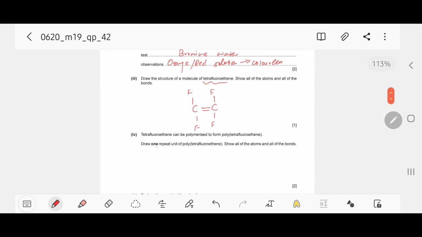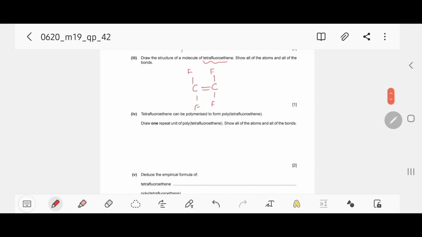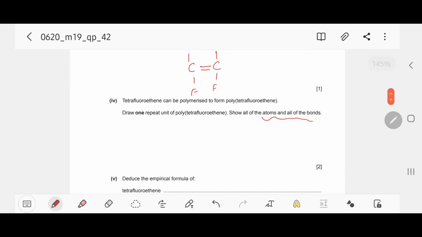Okay, part 4 states that tetrafluoromethane can be polymerized to form polytetrafluoromethane. Draw one repeat unit of polytetrafluoroethane, show all of the atoms and all of the bonds. If they have written that you have to show all of the bonds, you cannot write it like this one, and you have to show all the bonds and all of the atoms that you are drawing. So actually the repeat unit is the unit which is again and again repeating to make a polymer. In this question the polymer is polytetrafluoroethane. So we will just draw this one again, and we will open the double bond as it is written poly.